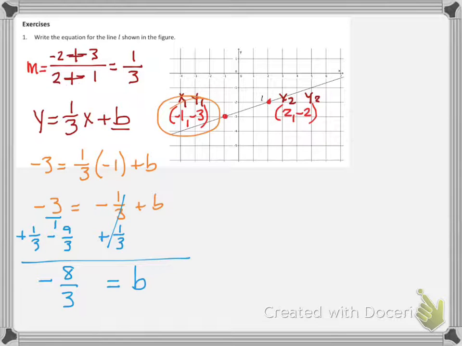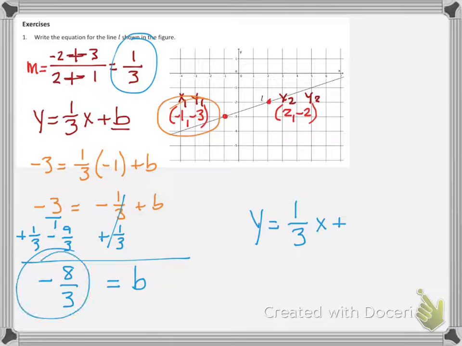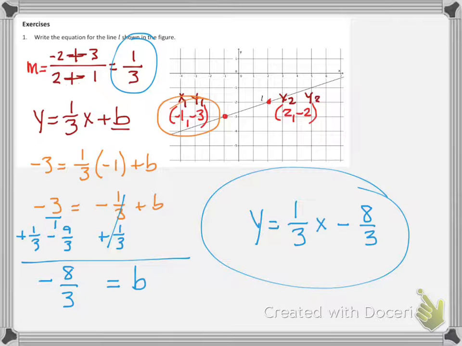And now I can write the equation. Y equals the slope, 1/3, times x plus the y-intercept, -8 thirds. And that's the equation of that line.